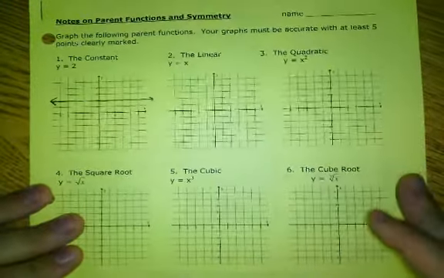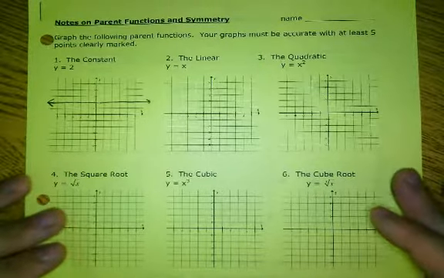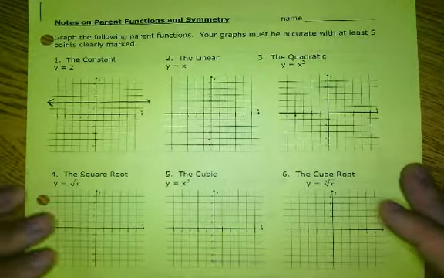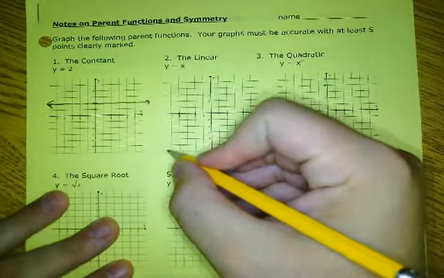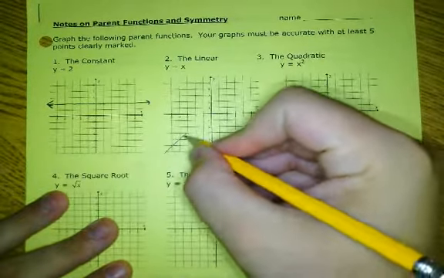Okay. Linear. It's a straight line. Very good, class. What kind of straight line? I see somebody doing this. Yeah, diagonal. It's got a slope of 1.